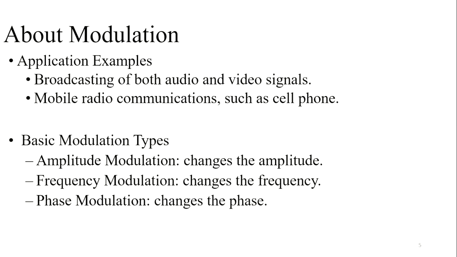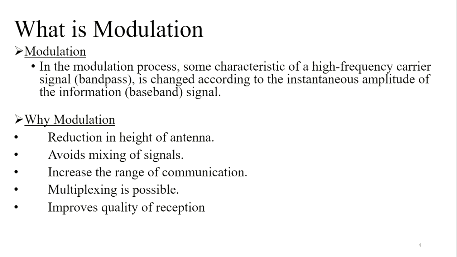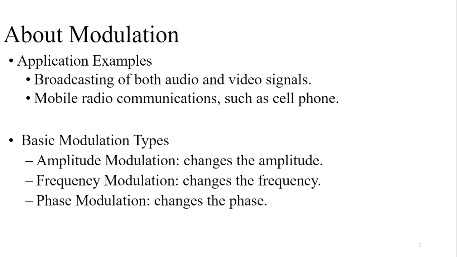About modulation, now the applications. An example is TV broadcasting. In TV, both the audio and video signals are broadcast in a single method. In the previous session we discussed that multiplexing is possible, so audio and video signals can be sent together. The second example is mobile radio communication, such as when we use a cell phone. The audio and the video are combined and transmitted from one point to another.